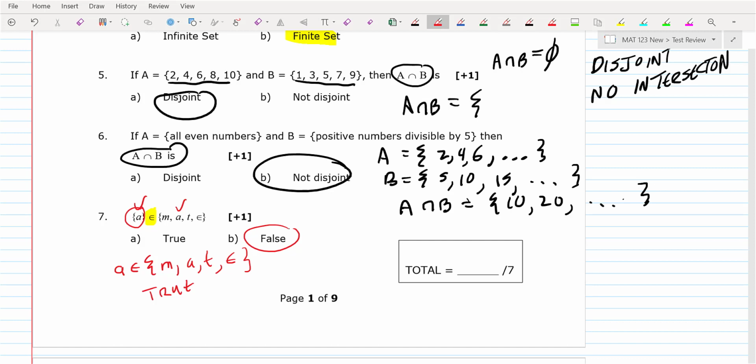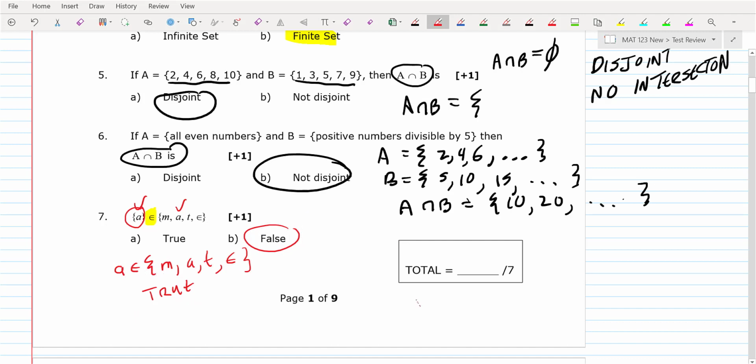Also, because the A to the left of the highlighted E has a set brace on it, that means it's a set. An element is not a set. An element is just some part of that set. So that's why I was saying, if I wrote the problem this way without the set braces, then it's true.